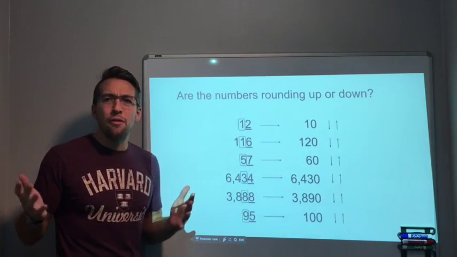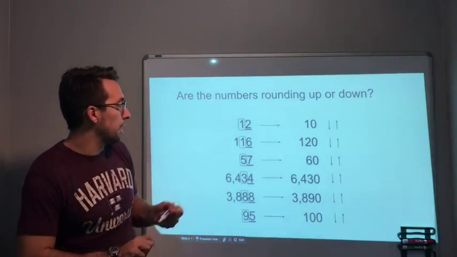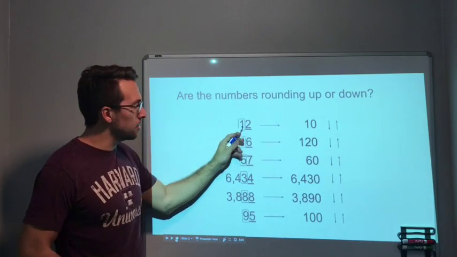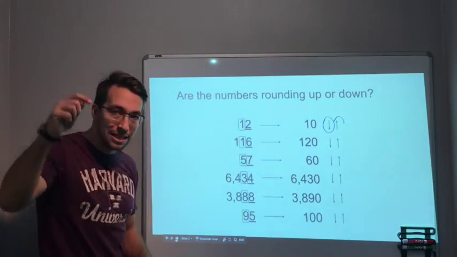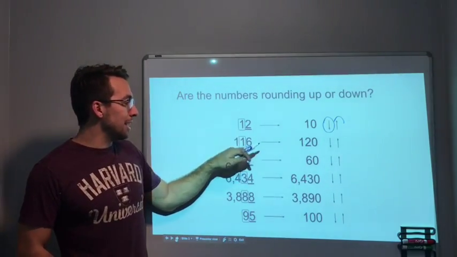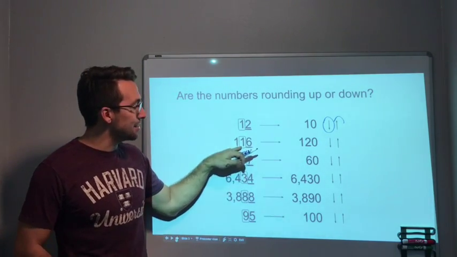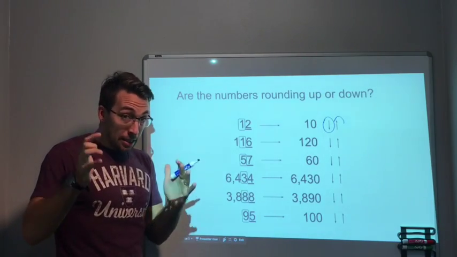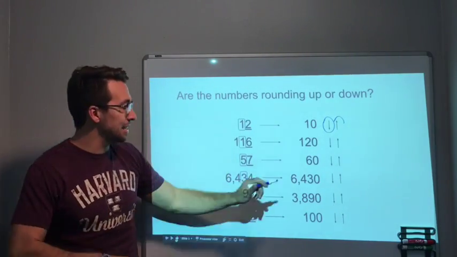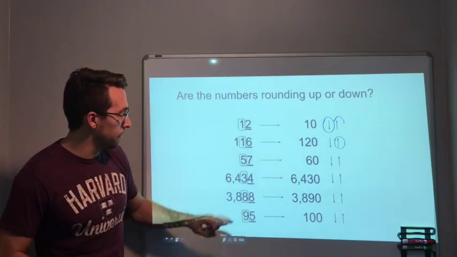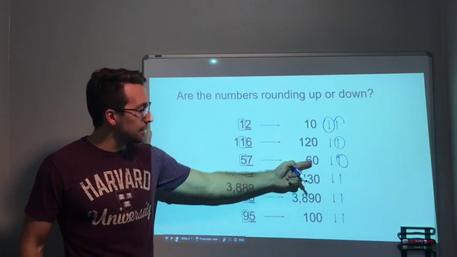Are we going to round these numbers up or down? Well, we're trying to round to the nearest tens, so we look at the ones place. 2, we go down. 116. Well, we're not rounding to the hundreds. We don't care about the hundreds right now. We care about the tens. How do you round 1 in the tens place? It's going to go up. 116, the 6 means we're going to go up to 120. 57, 7, we're going up. The nearest ten to 57 is 60.